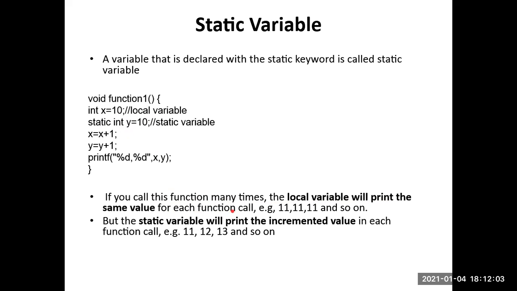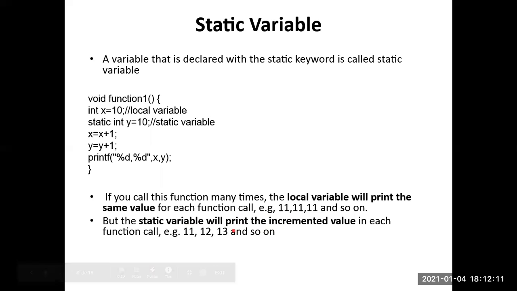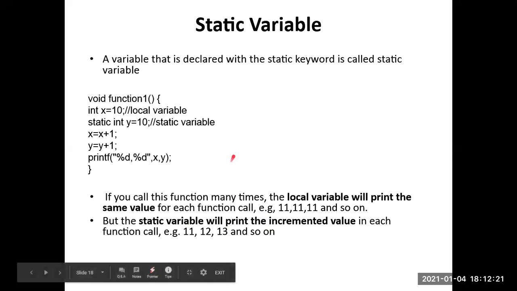For every function call, it will print the values 11, 11 like that only. But for every function call, the static variable will print the incremented value. So if the previous value is 10, the next value will be 11, 12 like that, because it has the property to hold the previous values. That is the reason for the static variable.